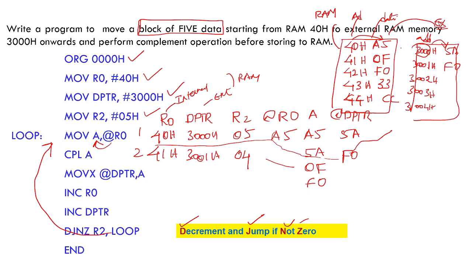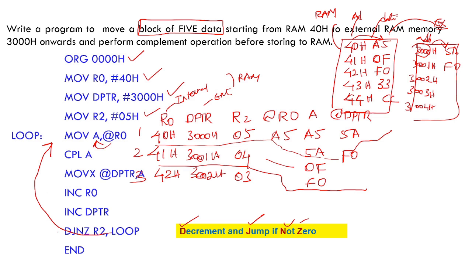So you can see here A5 5A, 0F F0. It is the complement. After the next execution, right? Now you want to increment the R0, right? So F2H, then DPTR 3002H. Now I want to decrement this R2. So is it 0? No, it is not 0.